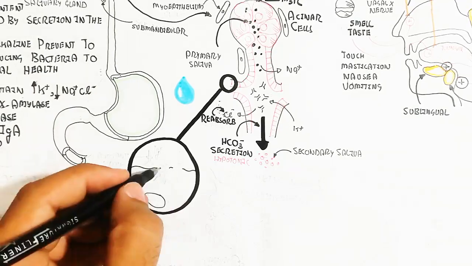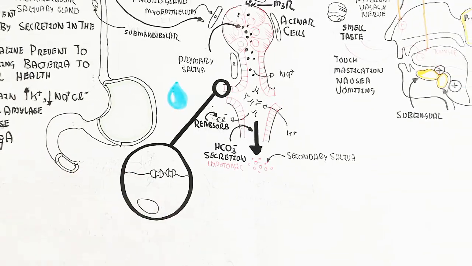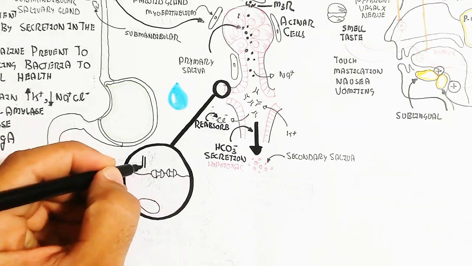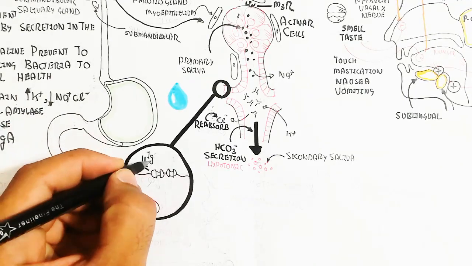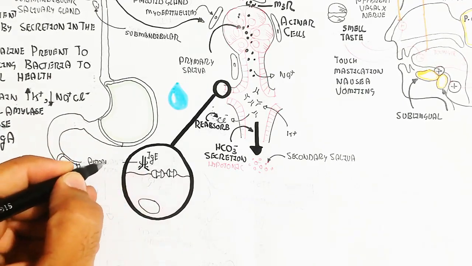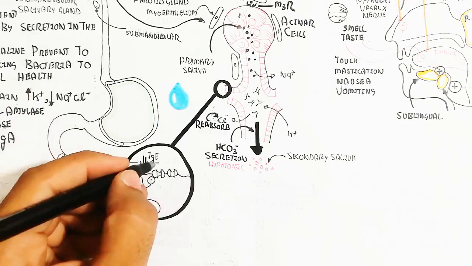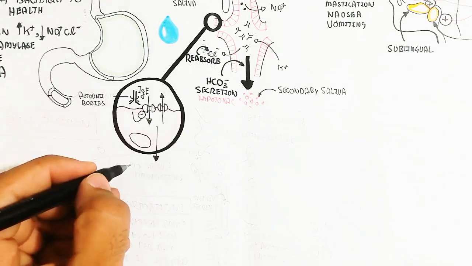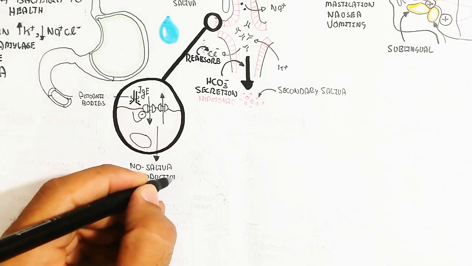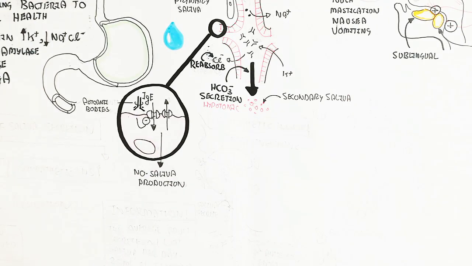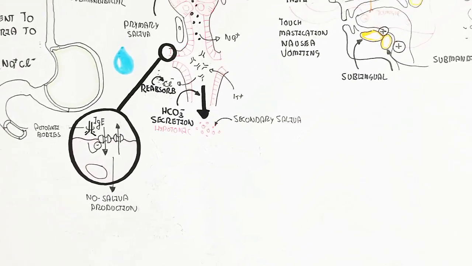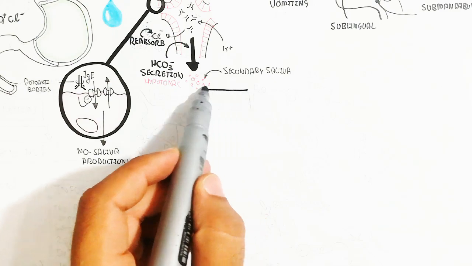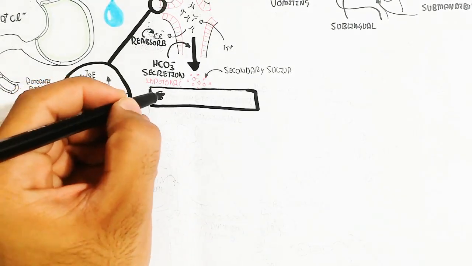No saliva production will occur if autoantibodies develop. These autoantibodies are due to an autoimmune disorder, Sjogren syndrome, which does not produce saliva, meaning a dry mouth. We will understand that in detail, but first just understand this overview. So we will understand what Sjogren syndrome is.